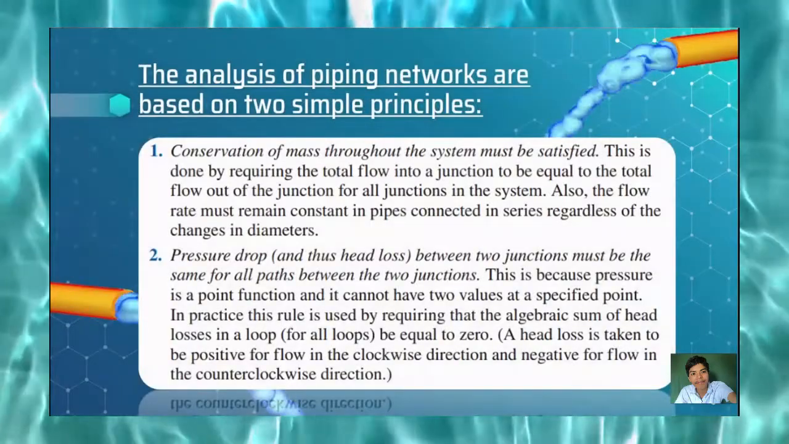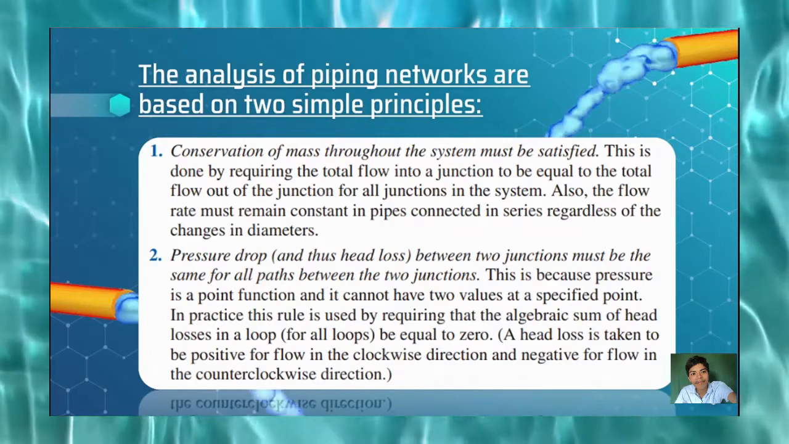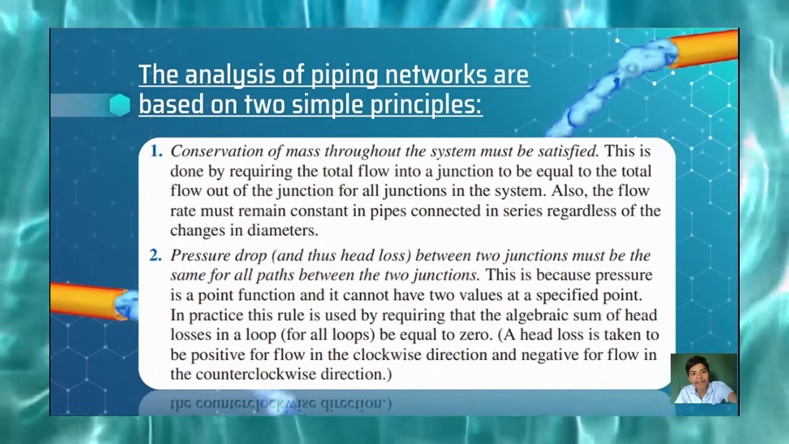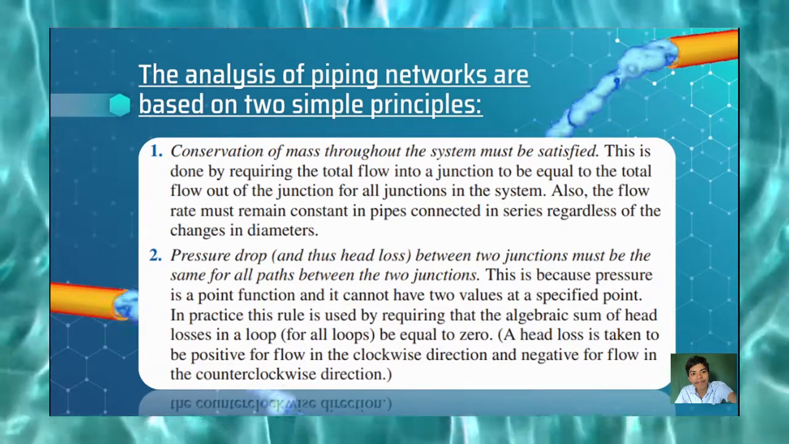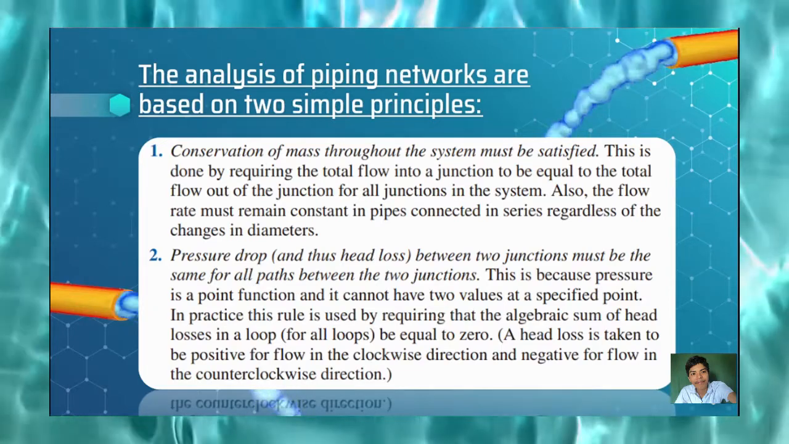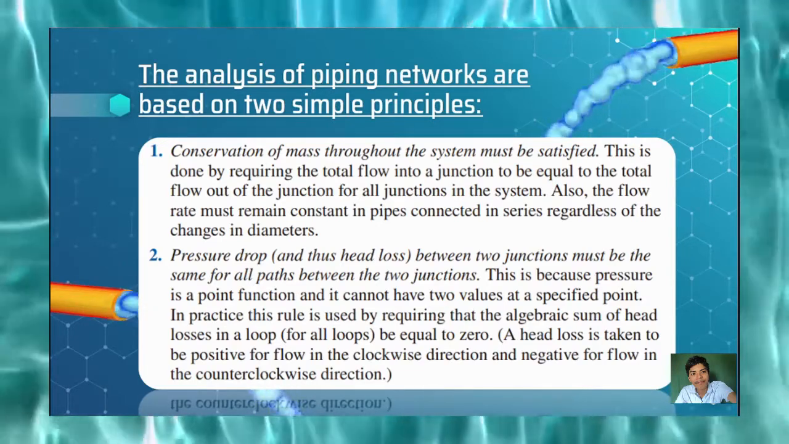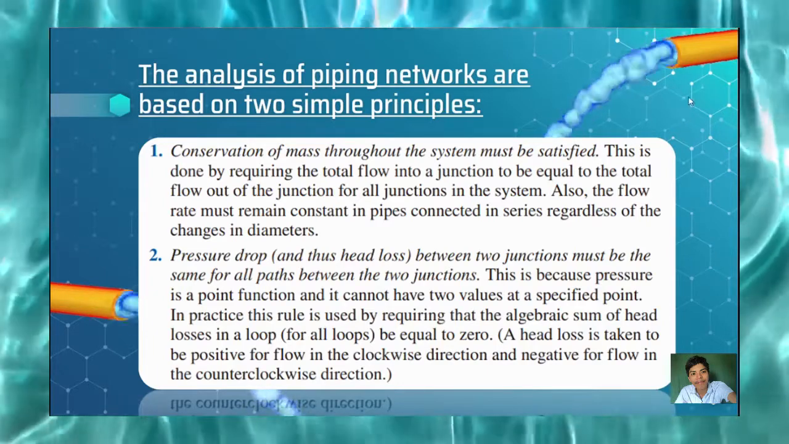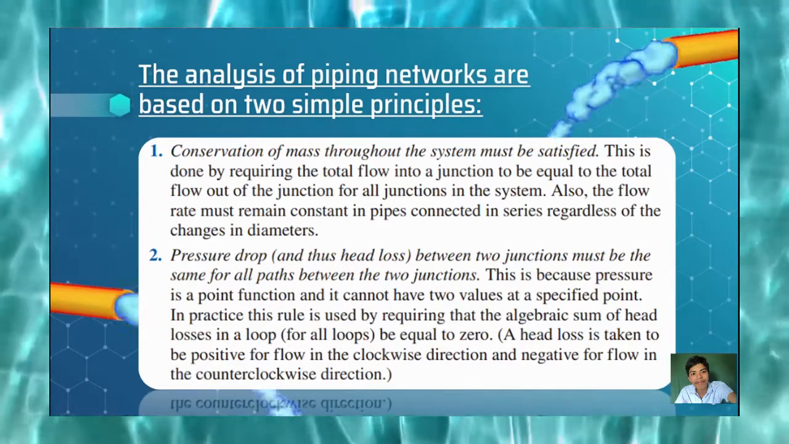On the other hand, the analysis of piping networks, no matter how complex they are, is based on two simple principles. The first one is that conservation of mass throughout the system must be satisfied. This is done by requiring the total flow into a junction to be equal to the total flow out of the junction for all junctions in the system. Also, the flow rate must remain constant in pipes connected in series regardless of the changes in diameters.